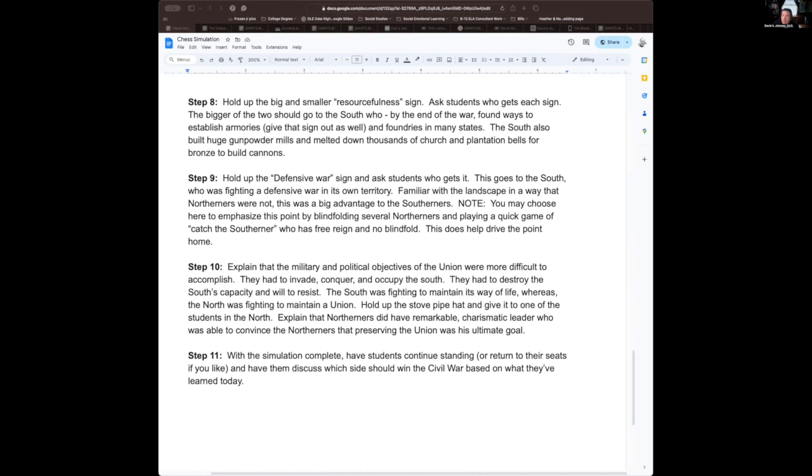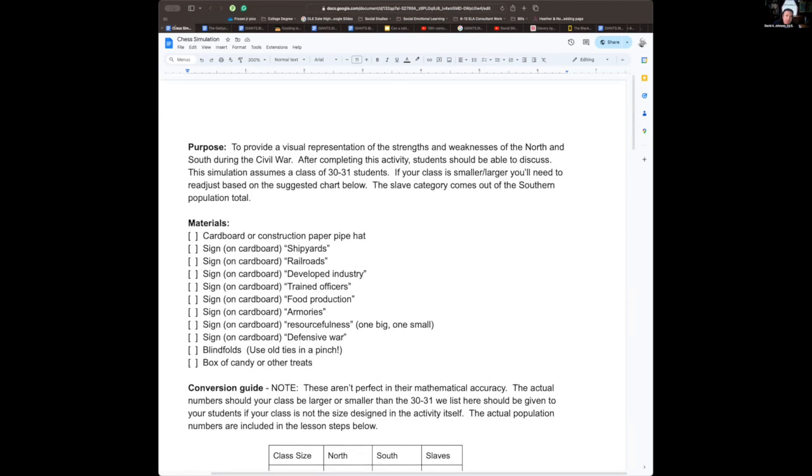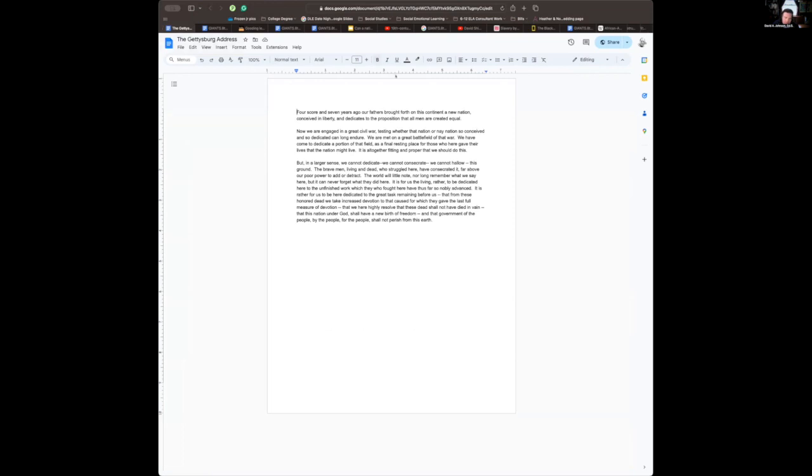But ultimately, this takes about 20-25 minutes to do in your class, and it's a great way to get your kids up and moving while both reviewing and learning about the various advantages and disadvantages of the North and the South. So definitely take a look at chess. Definitely build some time to do chess. It's a great activity, maybe even during testing season. This could be a great way to break the monotony of the day and still do some learning. So that is chess in a nutshell.